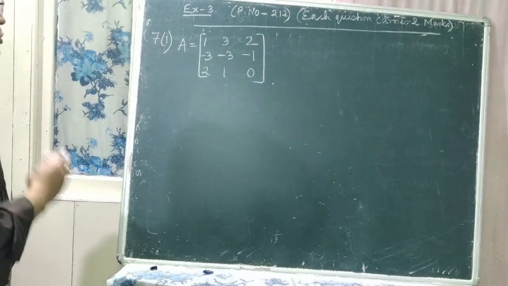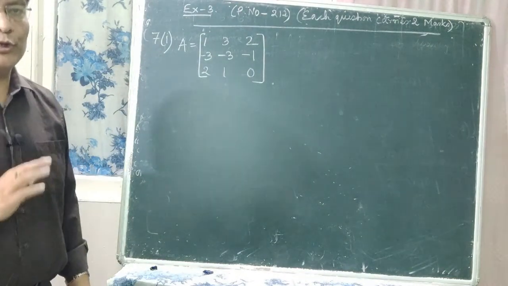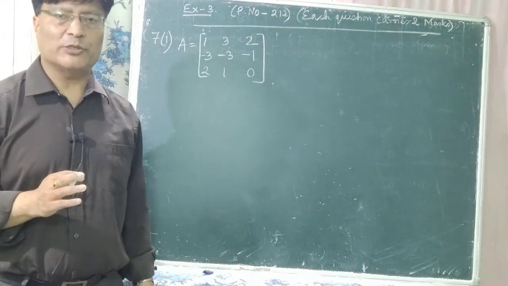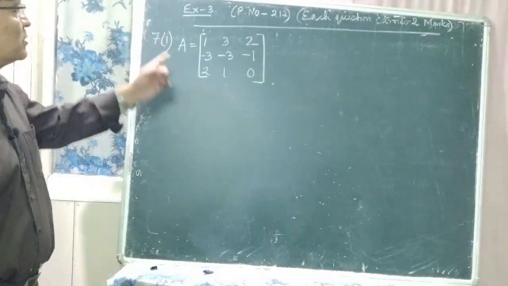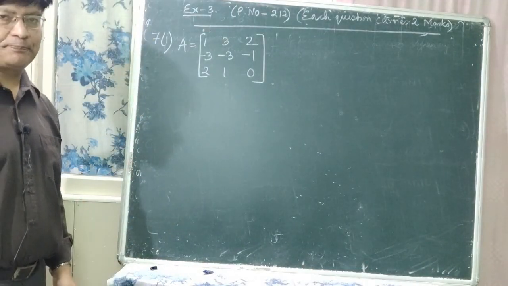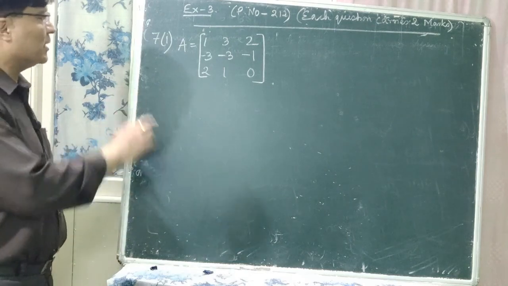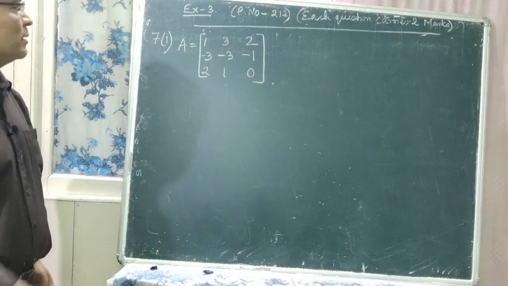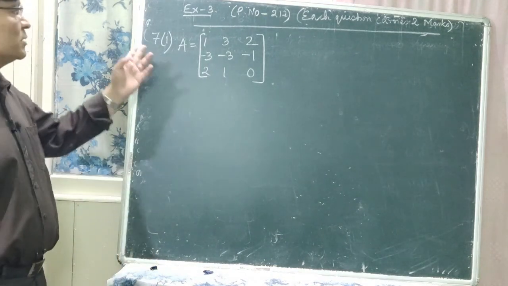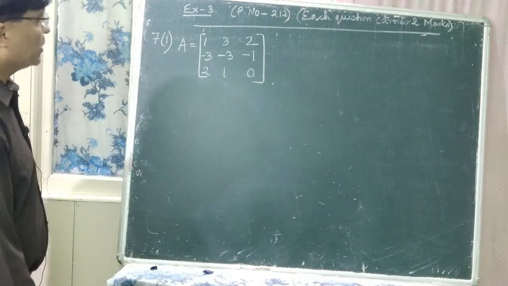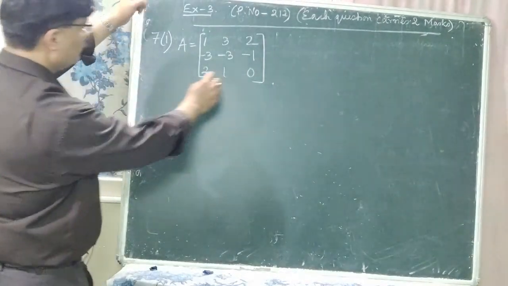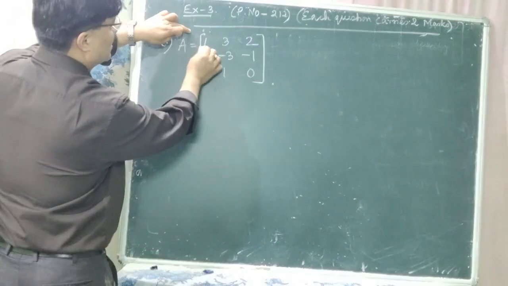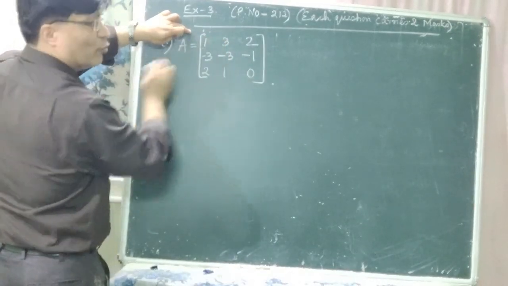So now we are doing question number 7. Using elementary row transformation, you have to find out the inverse of this given matrix A. Its heading is using elementary row operations or transformation, you have to find out the inverse of this given matrix A. So here the method is, you have to make the first element of the first column 1.